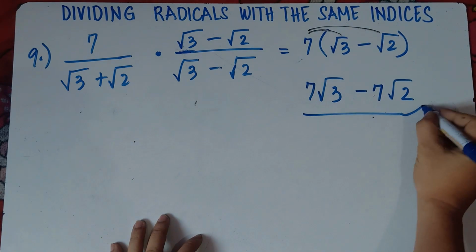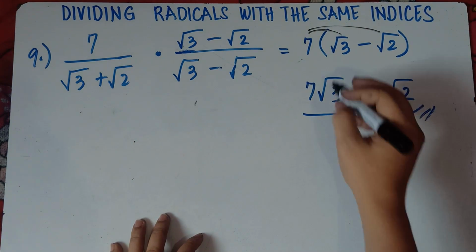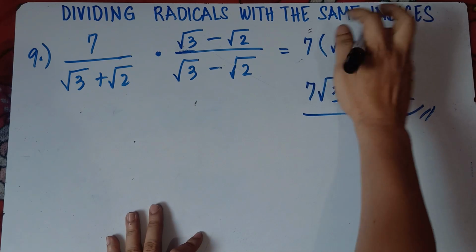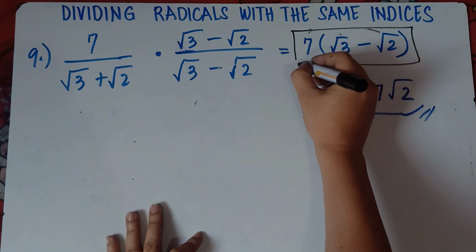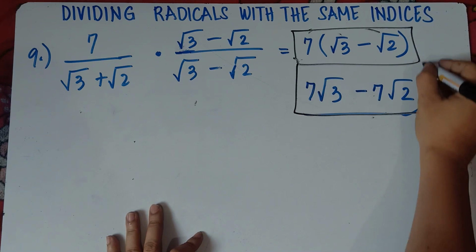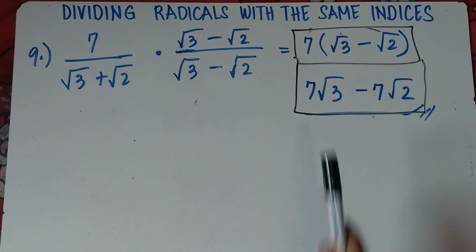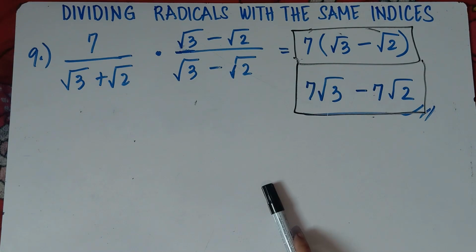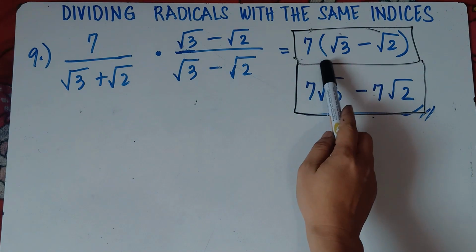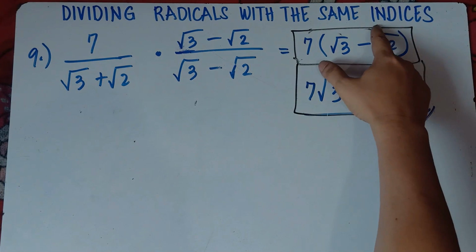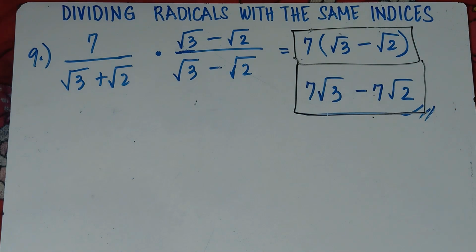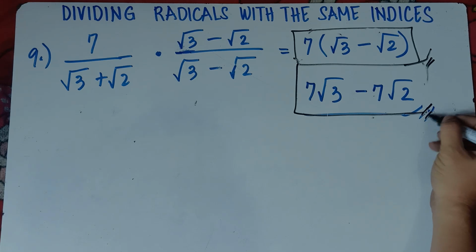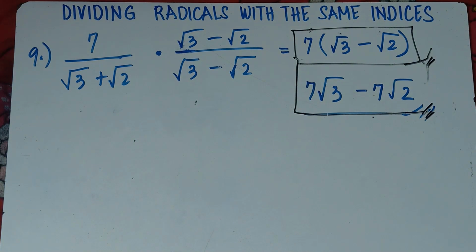You can have this answer or you can have this one. This is actually the same, class. When you distribute, you will get this answer, or you can factor this out by this equation. So you can have this one or this one. You can choose, class, either of these two. This is just the same.